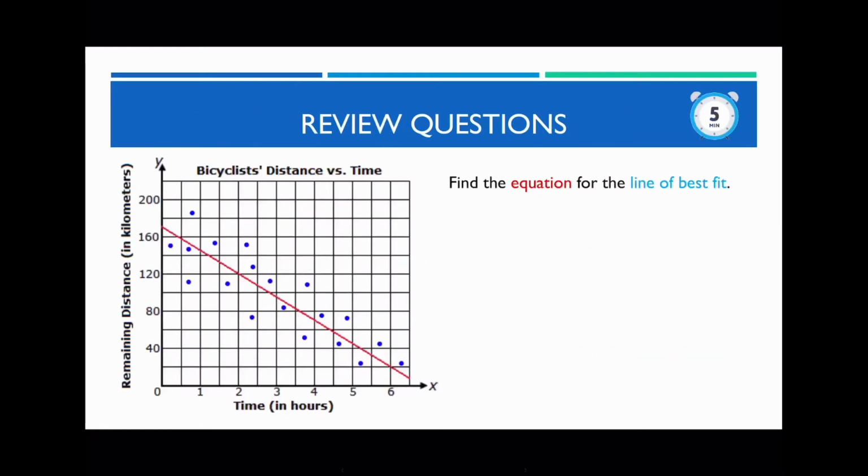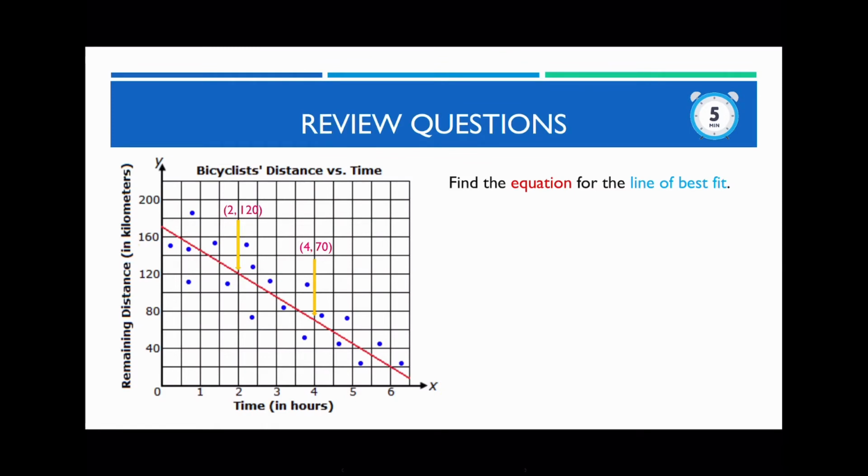So in my very first example over here, I want you to find the equation for the line of best fit. The suggested time frame is 5 minutes, and then we'll go over our answers together. Now in this case, remember our first step is to choose two easy coordinates, okay? And the two easy coordinates that I'm selecting are these coordinates over here.